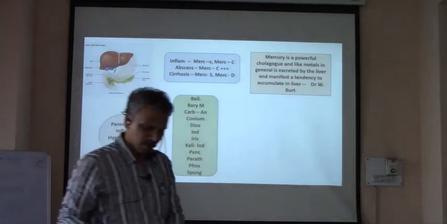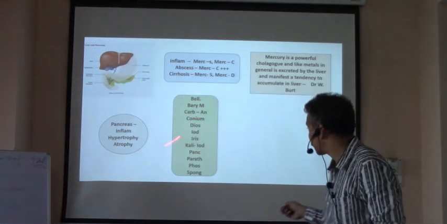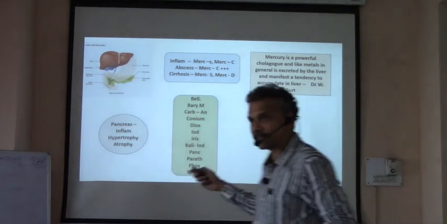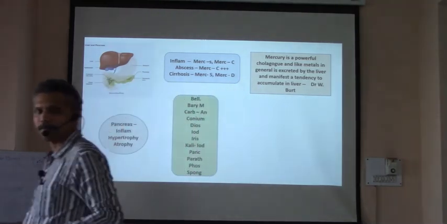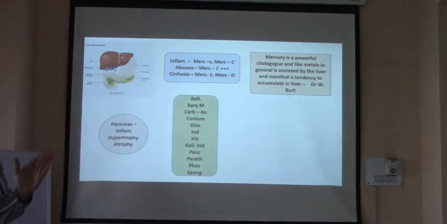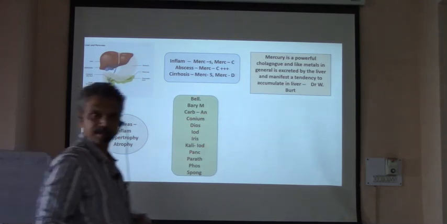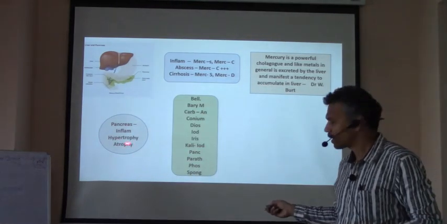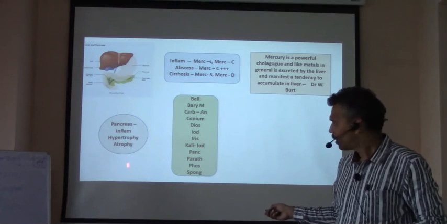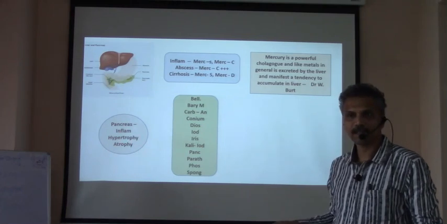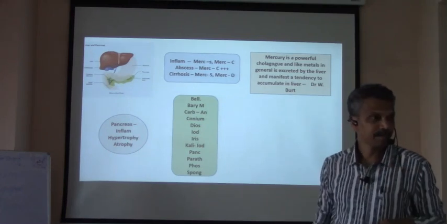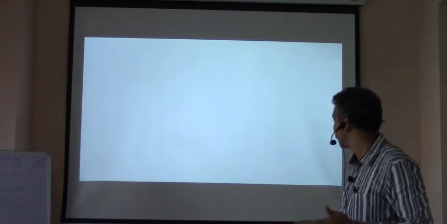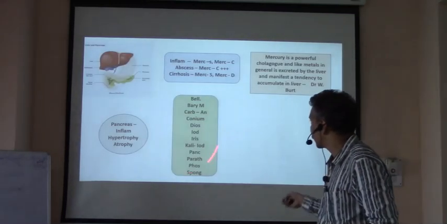Okay. So, we quickly had a small discussion of remedies predominantly acting on pancreas. Okay. Now the question is, what will Merc do acting on pancreas? Merc will cause inflammation and it can either cause hypertrophy or in the later stages it can cause atrophy. Atrophy of pancreas. Okay. So any quick questions here?